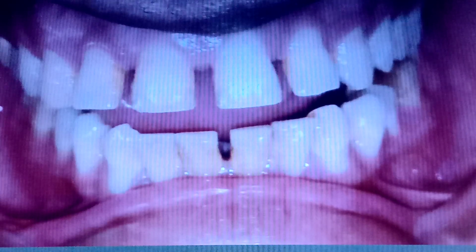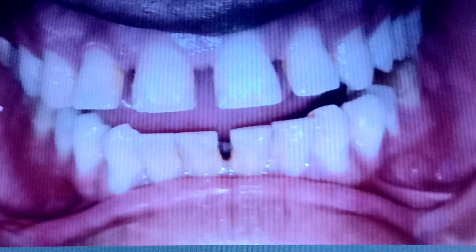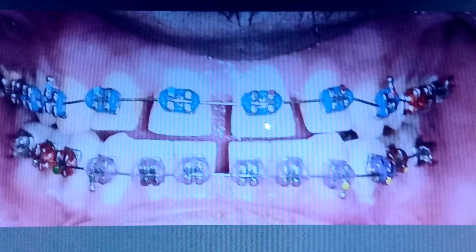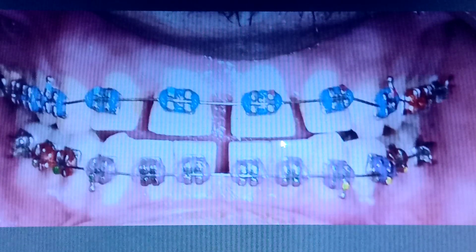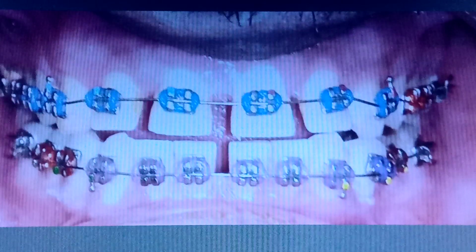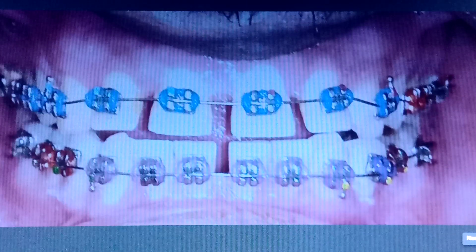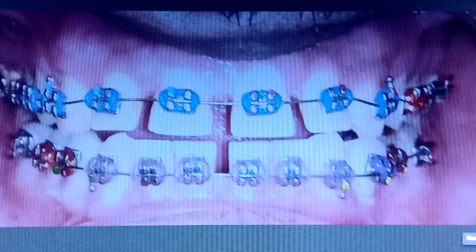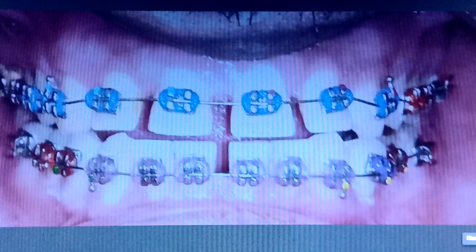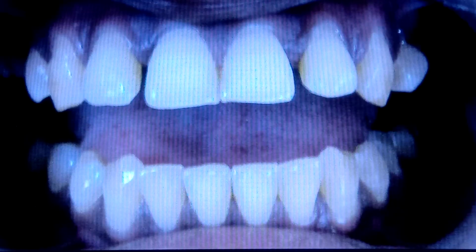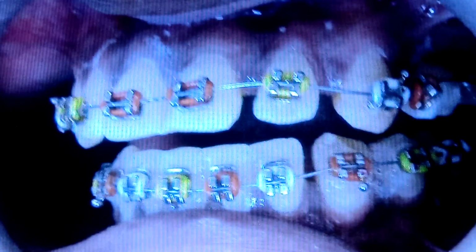Another method of treating the interdental space is by orthodontic treatment. In this case, we attach the bracket and wire on the teeth, and by gentle and continuous pressure, we bring the adjacent teeth together in contact and close the interdental space. In this case, we also did the same treatment and closed the gap.